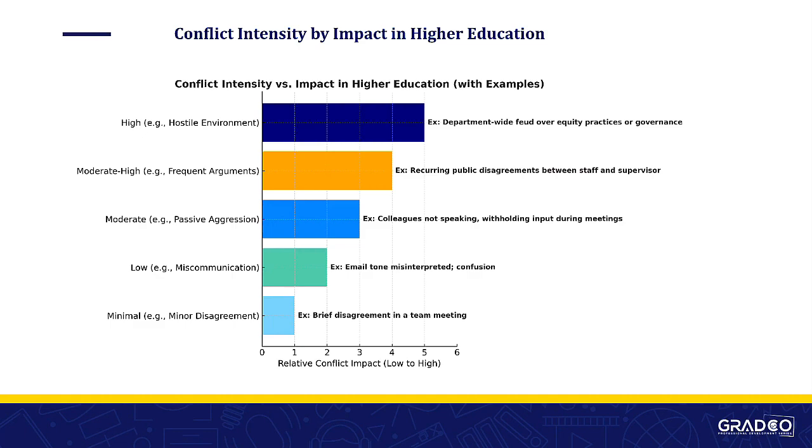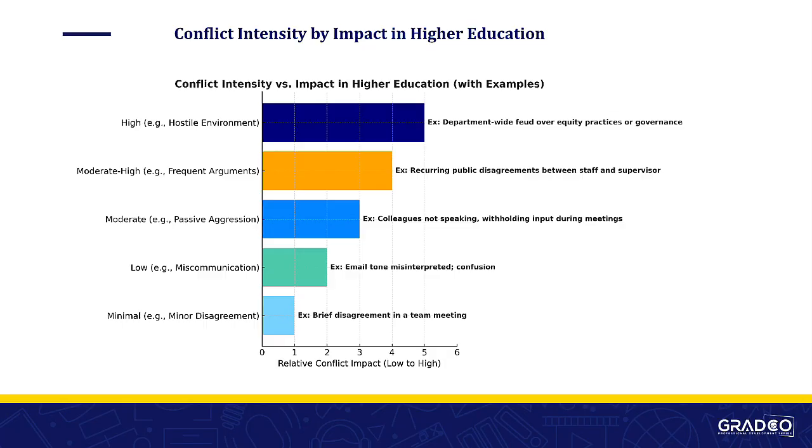So in this case, a high intensity one would be like a department-wide feud over equity practices or governance of the department or the program. Oftentimes this can feel like it's true in faculty senate across campus, or if you're on the graduate assistant governance body, then you may experience this too. But it's a hostile environment. That is where there is a lot of negative, biased kinds of things happening that are high-level conflict.